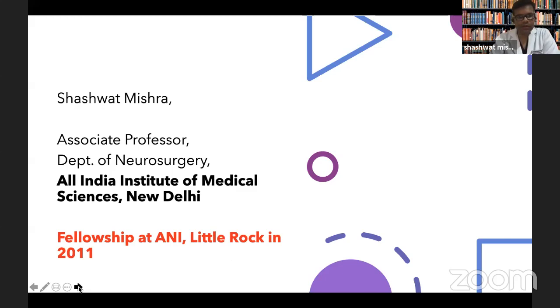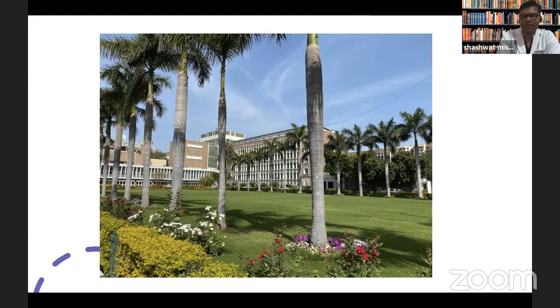So this is the place I work. It looks more beautiful with the corona epidemic, because the air is much cleaner. There are people staying inside their homes. So it gives a very pretty picture nowadays.